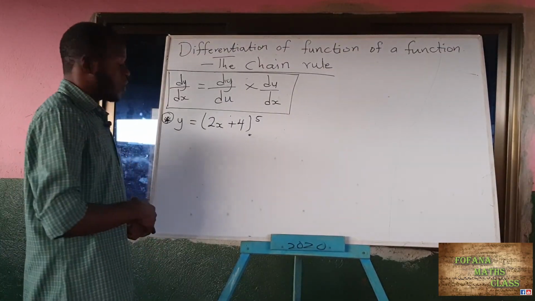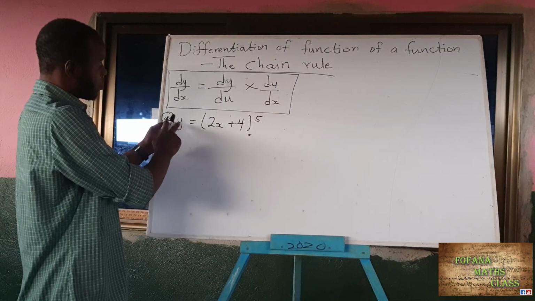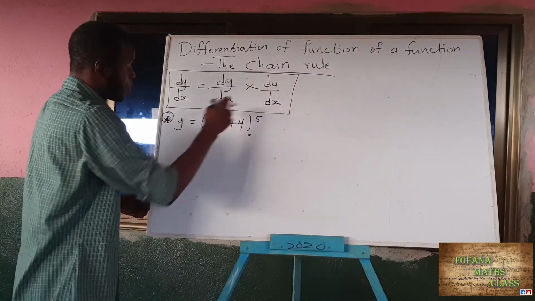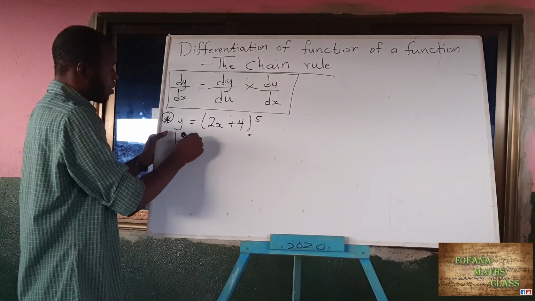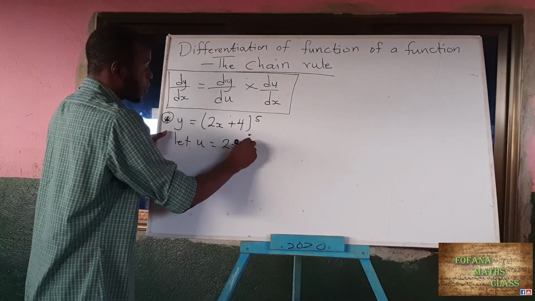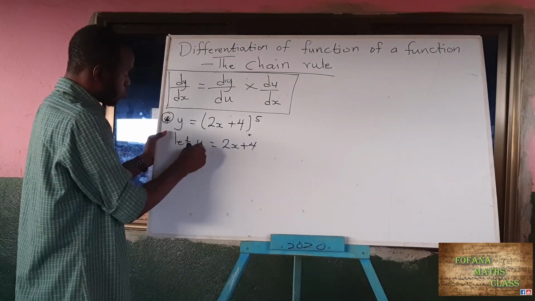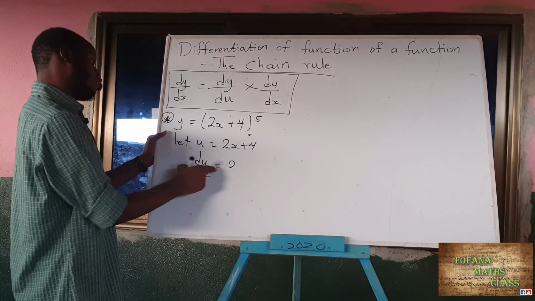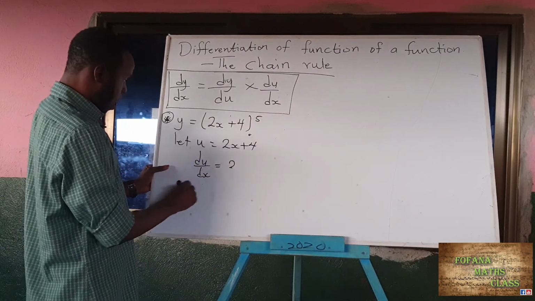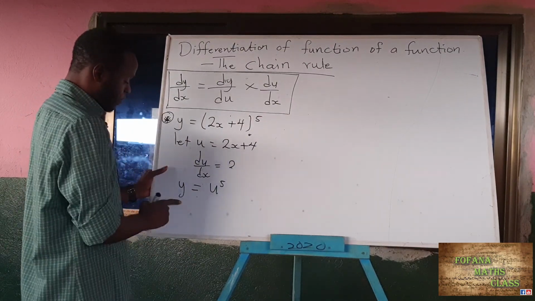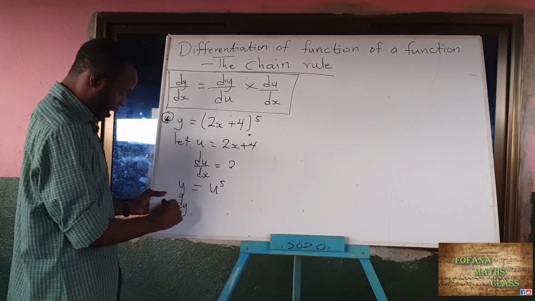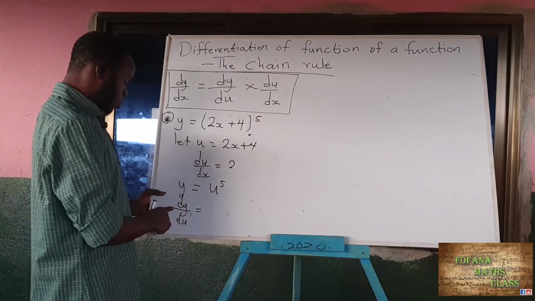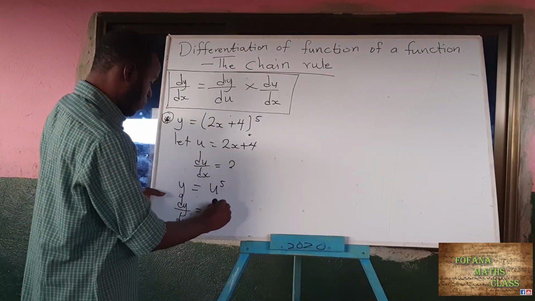Now we have the second example on the board, which is the function y is equal to (2x plus 4) to the power 5. What you do first is to let u be equal to the expression in the bracket, which is this. Then we differentiate u. When you differentiate u, you have du/dx equal to 2. Now we have the function y is equal to u to the power 5. Then you differentiate y again. Since it is in u, with respect to u, dy/du is equal to 5u to the power 4.